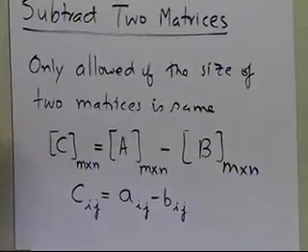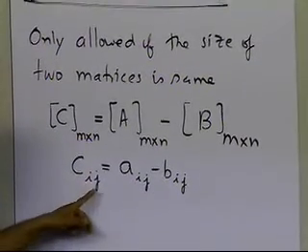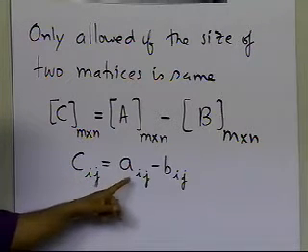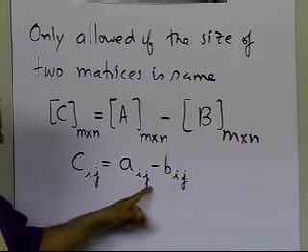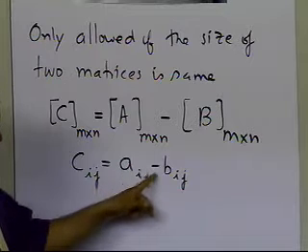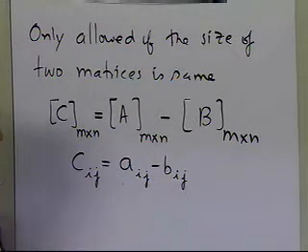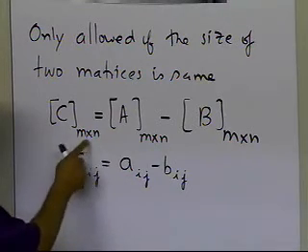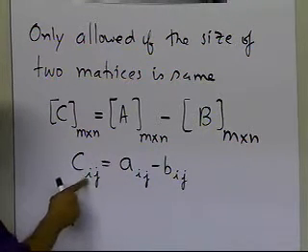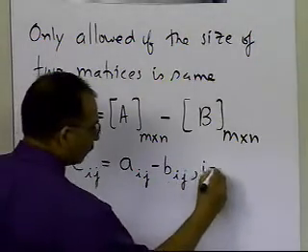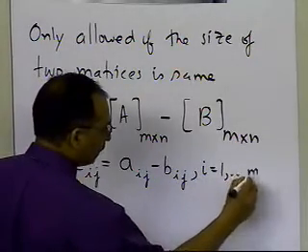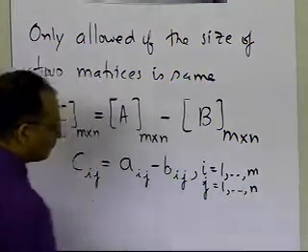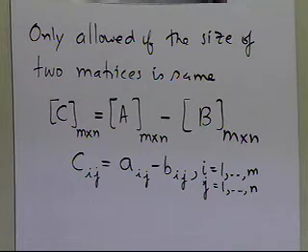That means that if you are calculating the ith row and jth column of the C matrix, then it will be the same as subtracting the ith row, jth column of the B matrix from the ith row, jth column of the A matrix. And of course, the limits of i and j are based on the size of the matrix. For example, i will go from 1 all the way up to m, and j will go all the way from 1 to n. Those are the limits of i and j. So that's how you'll find it.